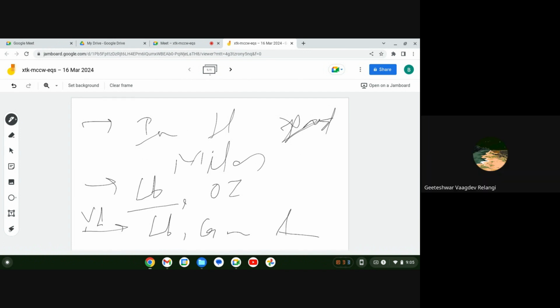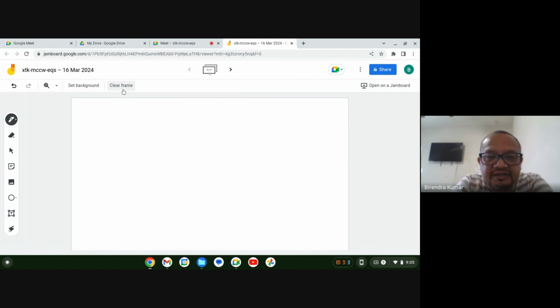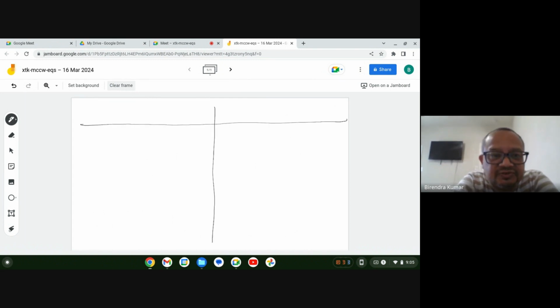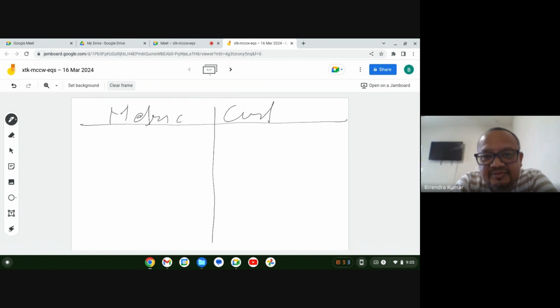Now let's segregate them, meaning let's break them into two parts. Basically, in the whole world, there are two systems used. One is called the metric system, and one is called the customary system.